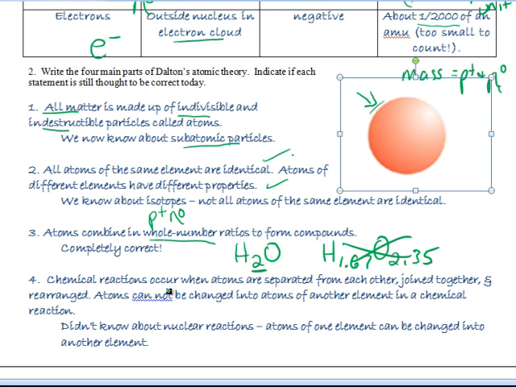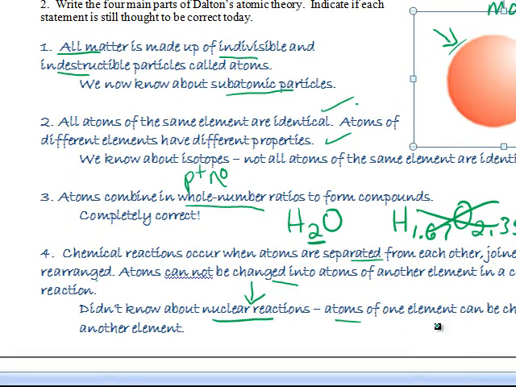And finally, he concluded that chem reactions occur when atoms are separated from each other, joined together, or rearranged. They can't be changed into atoms of another element in a chemical reaction. Now, that's partially true. Under normal circumstances, you can't change an atom of one element into another. But what he didn't know about is a branch of chemistry that we call nuclear chemistry. He didn't know about nuclear reactions. And in these extreme situations, we can change atoms of one element into another by messing around with the nucleus and causing a nuclear reaction. But like I said, that wasn't common knowledge back in his day.